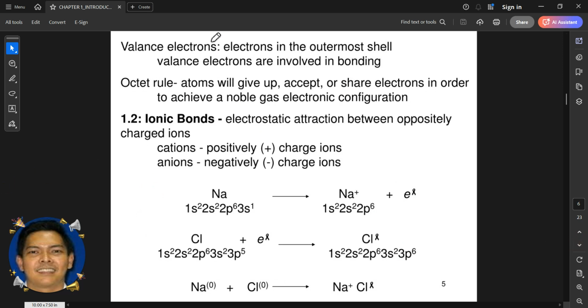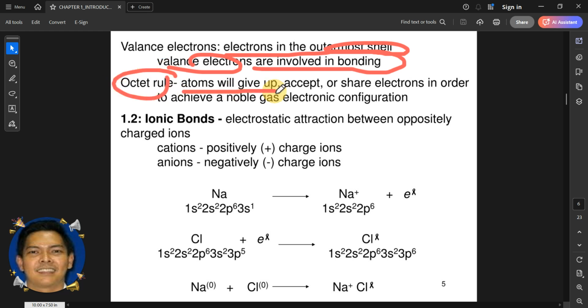Valence electrons are the electrons in the outermost shell, and they are the ones involved in bonding. Regarding the octet rule, atoms will give up, accept or share electrons in order to achieve a noble gas configuration, which is a stable state in electronic configuration.